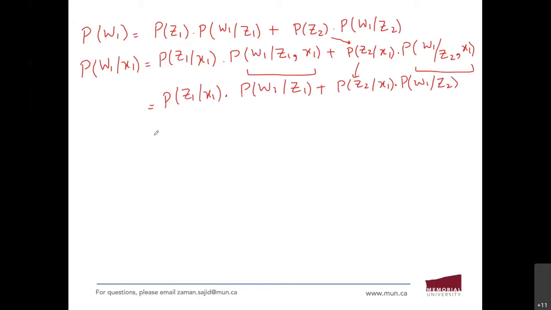The next thing is just plug in the values. This value was 0.67 times this value was 0.5, plus this value 0.33 times this value was 0.6. And you get your answer as 0.533. So this was the downward propagation or forward analysis.